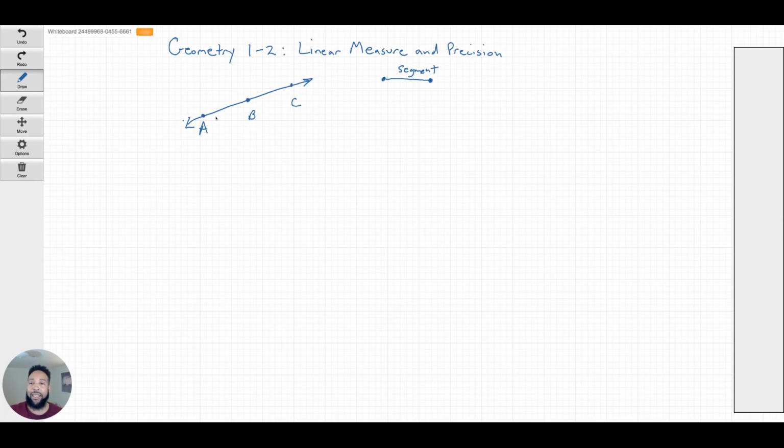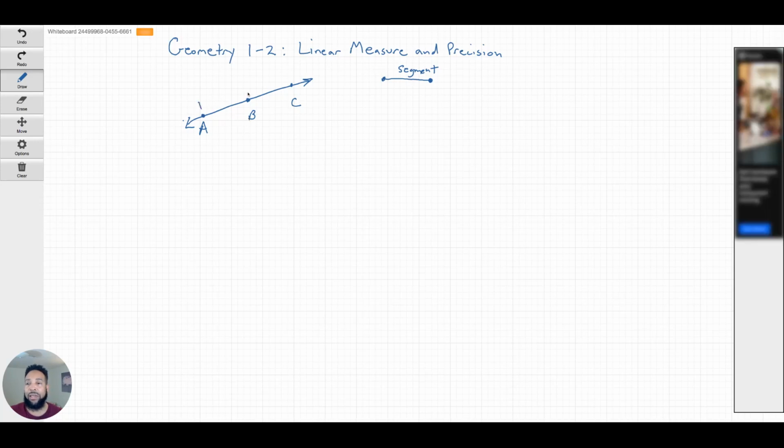So when I look at this line with these points, let's just say the distance between these points are 4.4 centimeters. So between A and B is 4.4 centimeters, and between B and C is 4.4 centimeters.